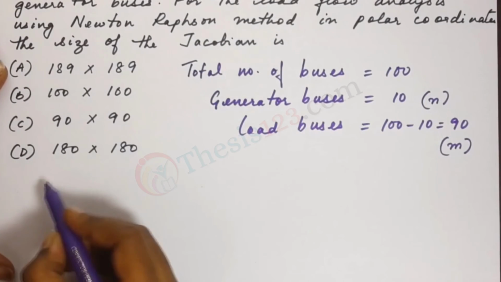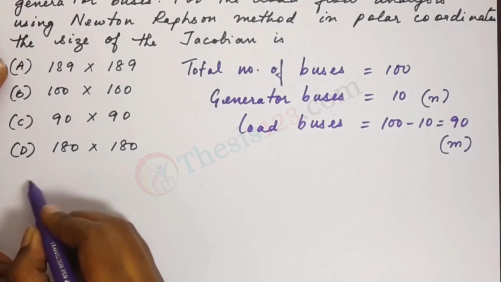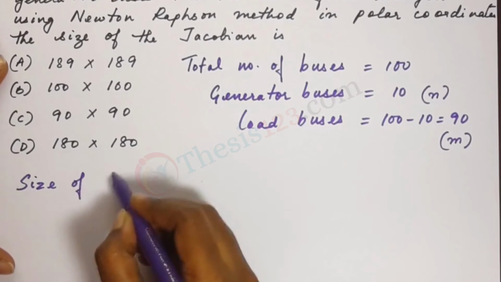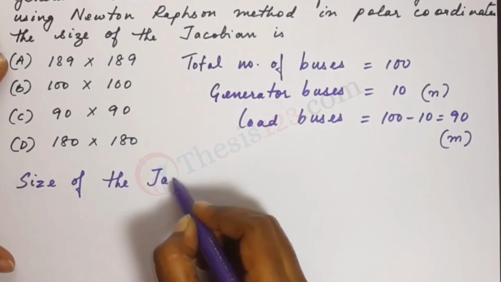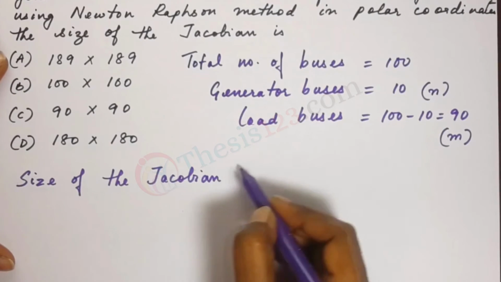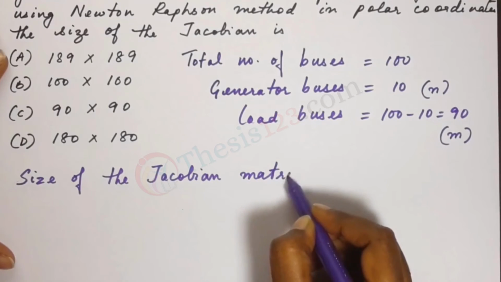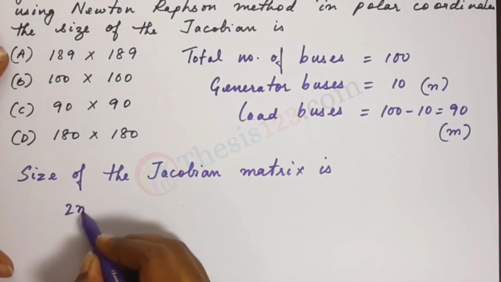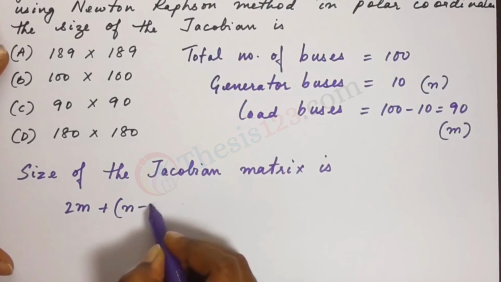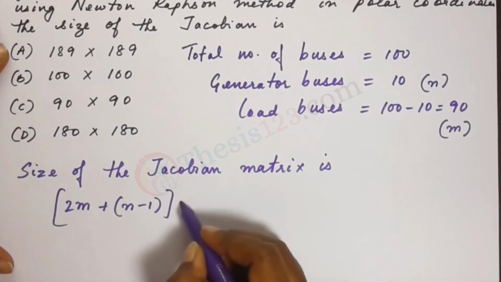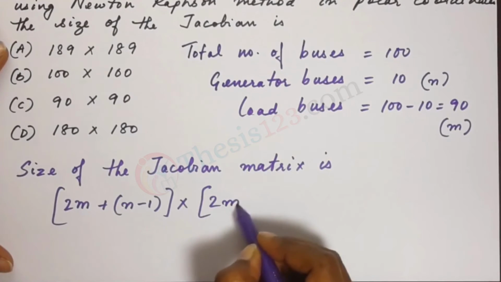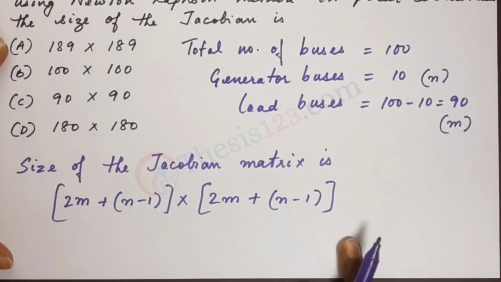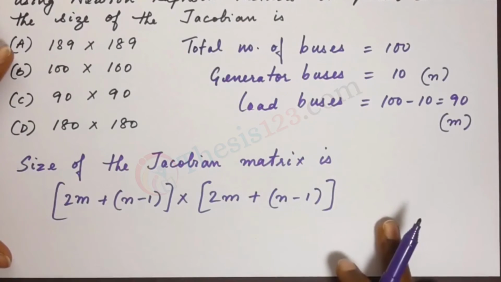So in order to find the Jacobian size, we can use the following formula. The size of the Jacobian matrix is, okay, so the formula is 2m plus n minus 1 by 2m plus n minus 1. So this is the general formula for the size of the Jacobian matrix.